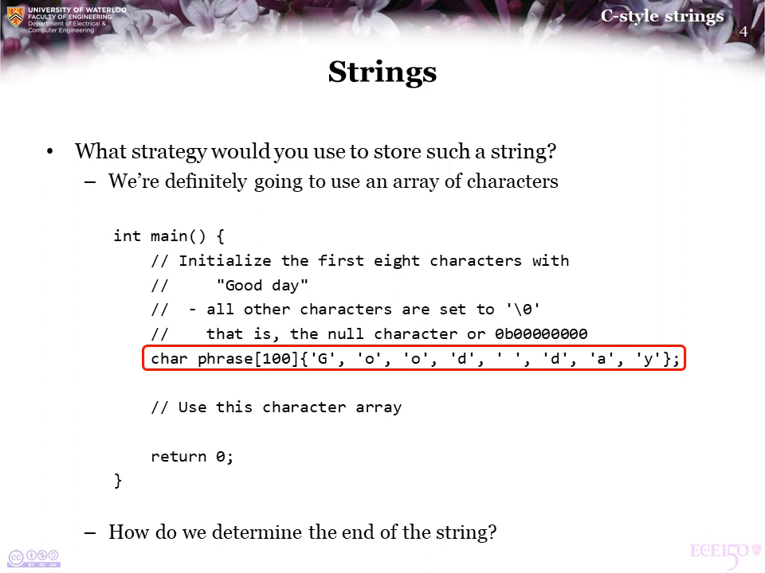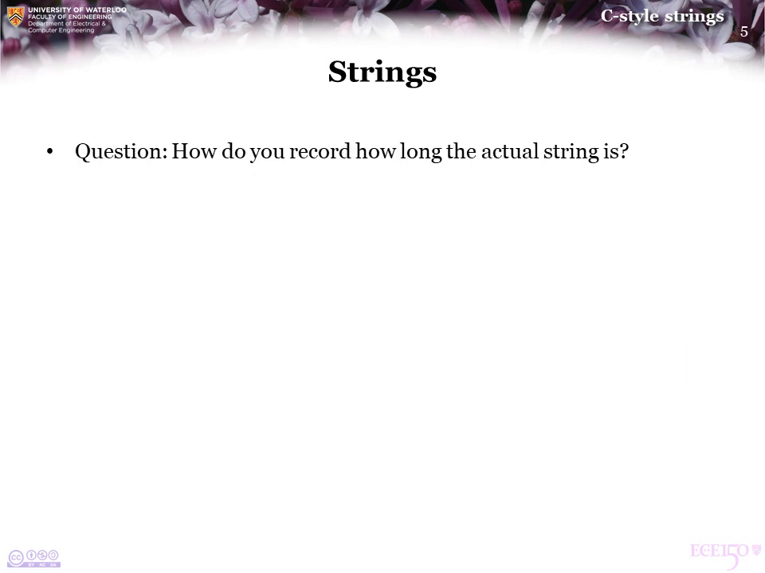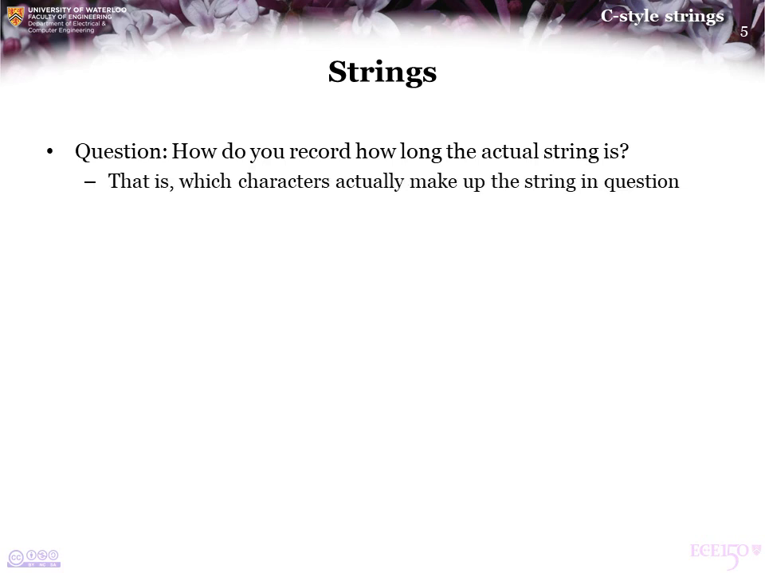Now, one question you must ask yourself is, how do we determine where the end of a string is? So, for example, we may want to print this string to the screen. We do not want to print all 100 characters. We only want to print the string which ends in the character y. So the question is, how do we record and indicate to the programmer how long the actual string is? That is, how do we denote which characters are part of the string, and which ones are just part of the capacity of the array?